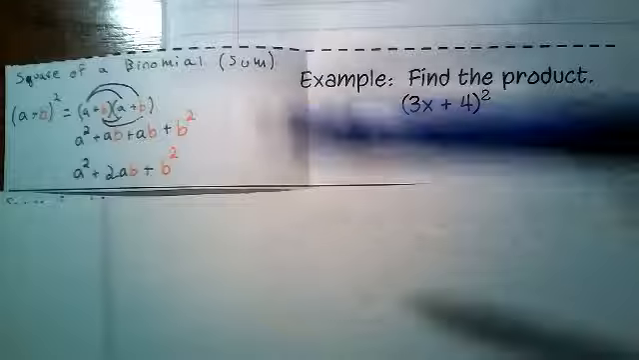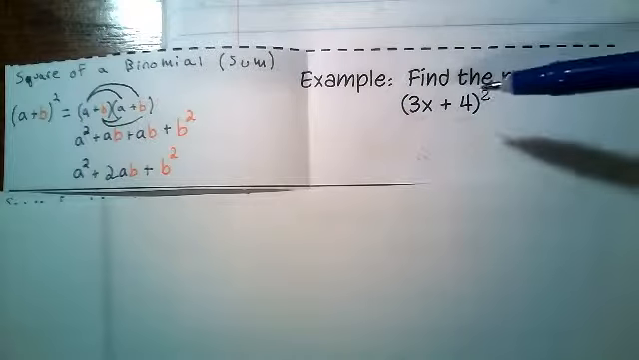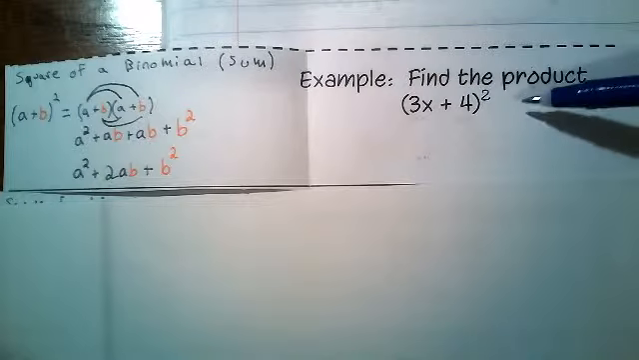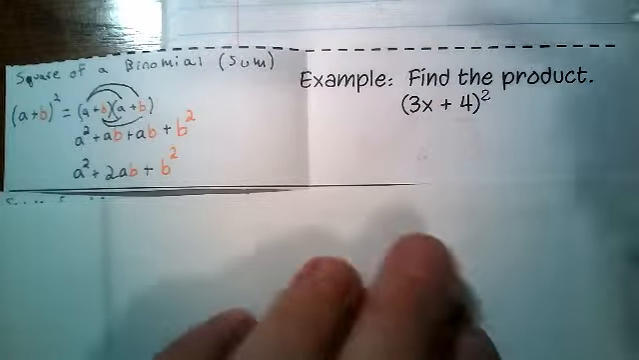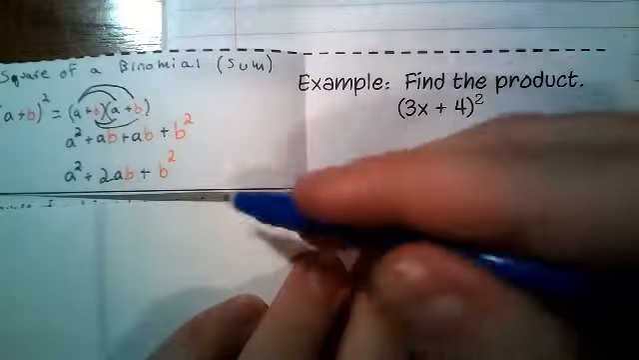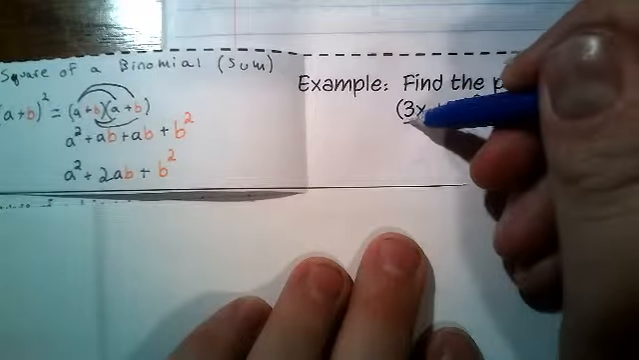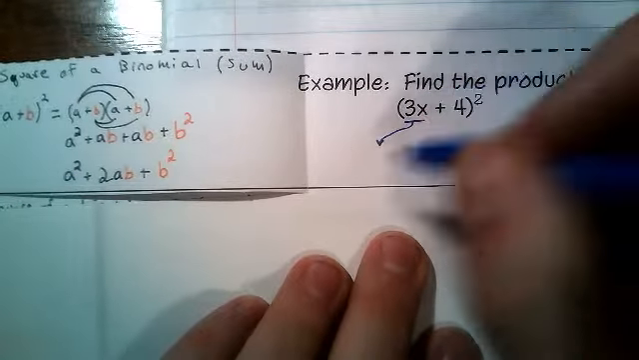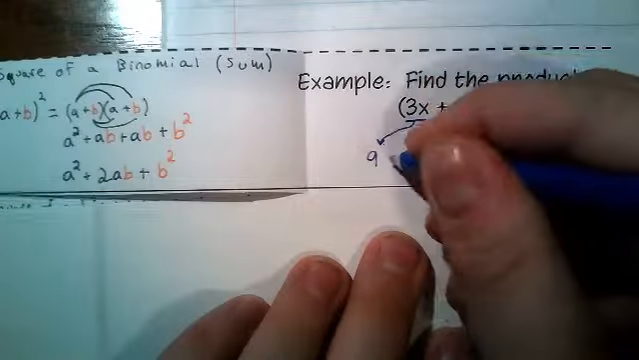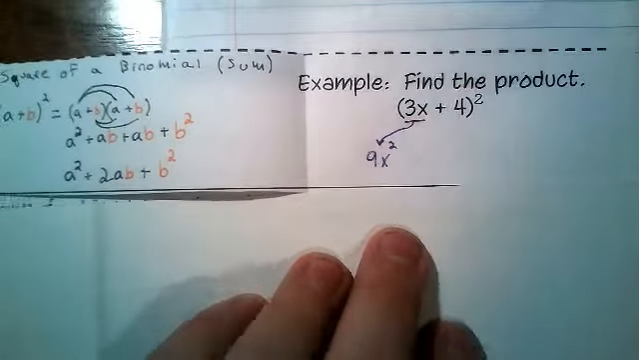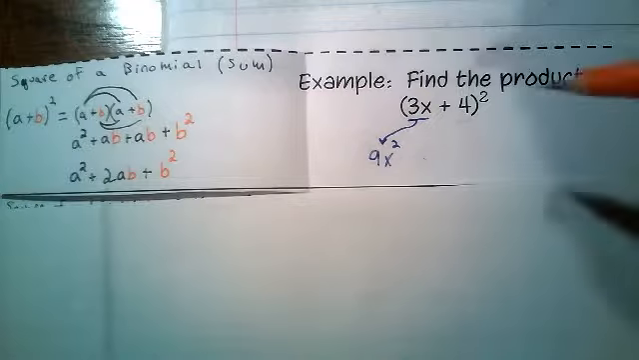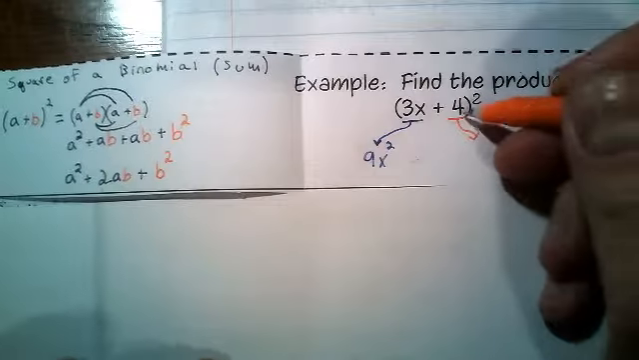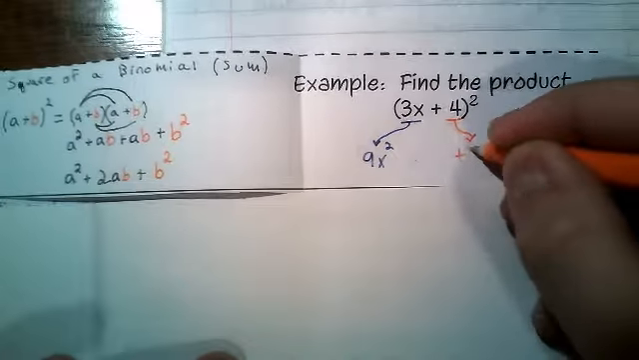So now we're going to take this pattern that we found and we're going to use it on this problem. So instead of having to write out 3x plus 4 times 3x plus 4 and then do the FOIL method, I can break it down into this pattern here where it's the first term squared, so 3 times 3 is 9, x times x is x squared, and at the end it's the last term squared. 4 times 4 is positive 16.